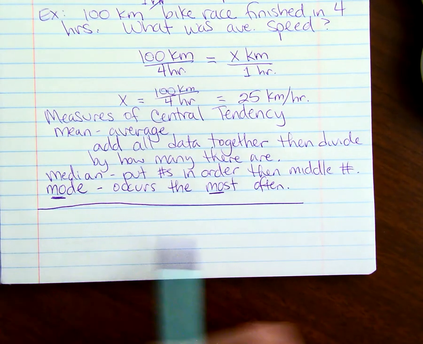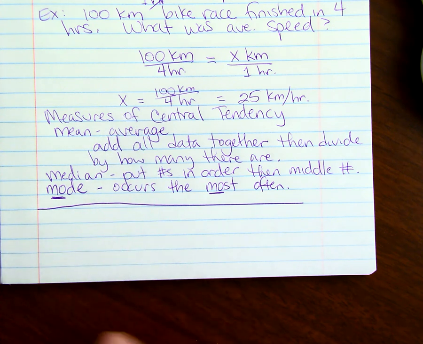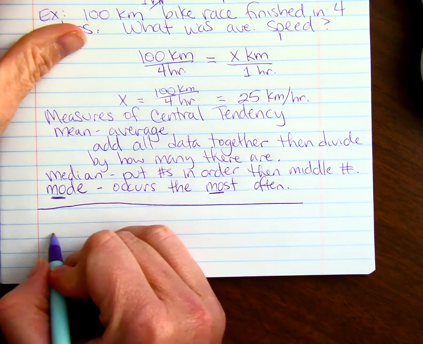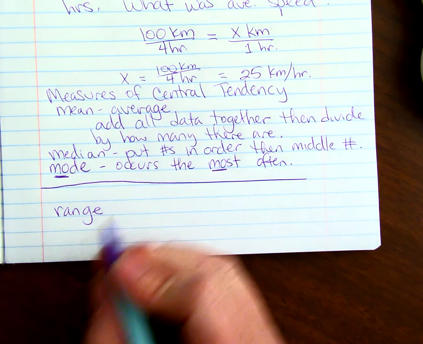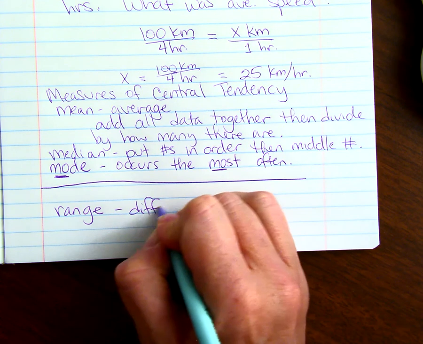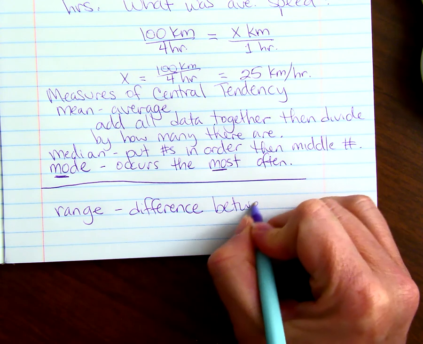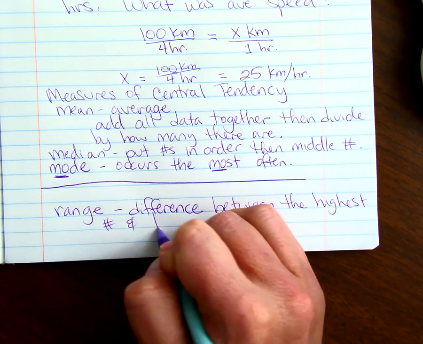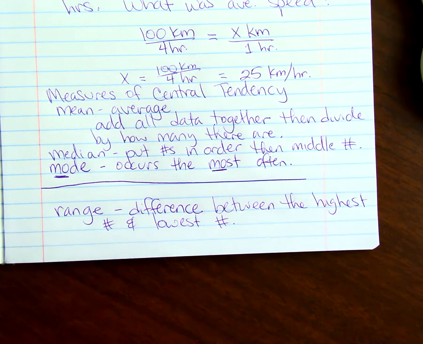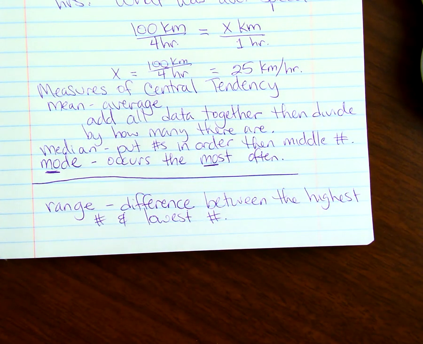I'm putting a line here because these three are the measures of central tendency. But a lot of times when we talk about those three, we add the range in there. Just because that's another value that we can find when we're looking at data. And the range is just the difference between the highest number and the lowest number. It's just telling the range of the numbers.